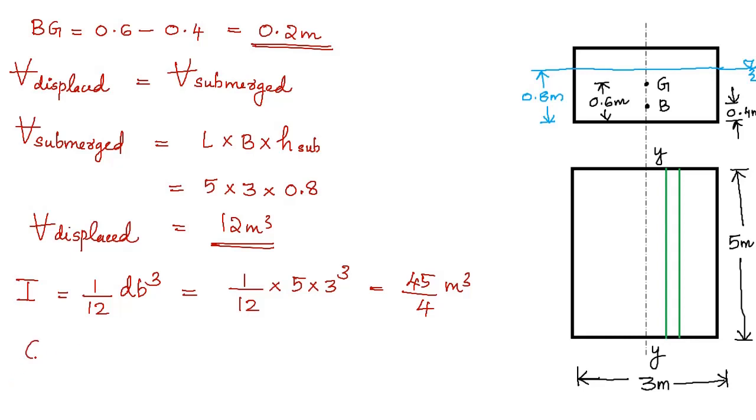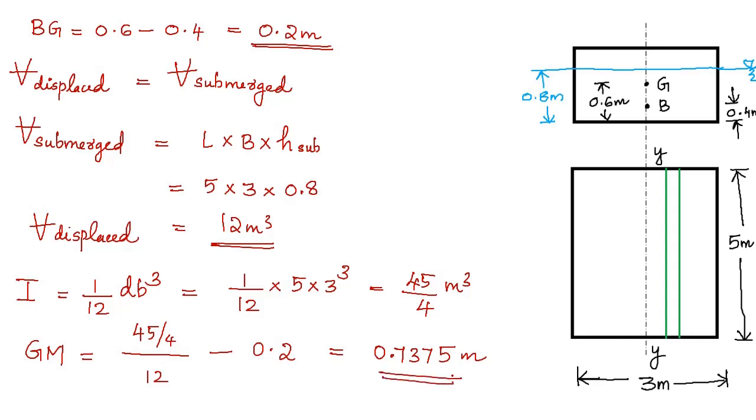Now we can directly substitute in our equation. We have got all the parameters. GM will be I by V minus BG. So you will get it as 0.7375 meters as the metacentric height. So when GM is greater than 0, we can say the body is stable. The body is in stable equilibrium.